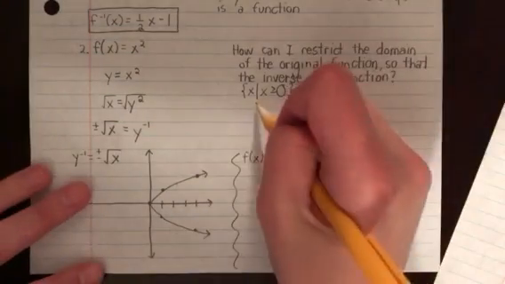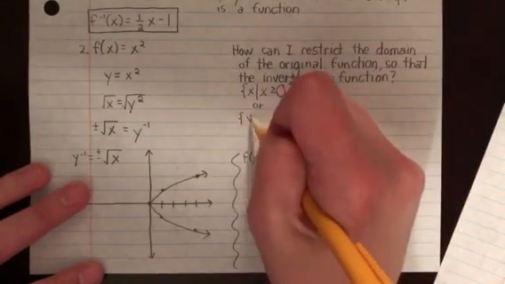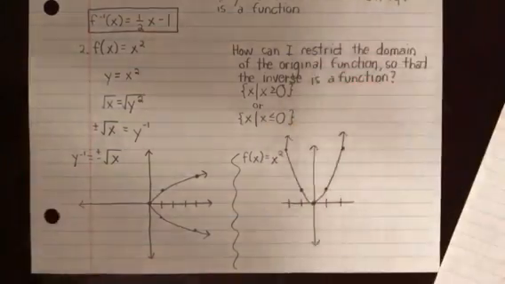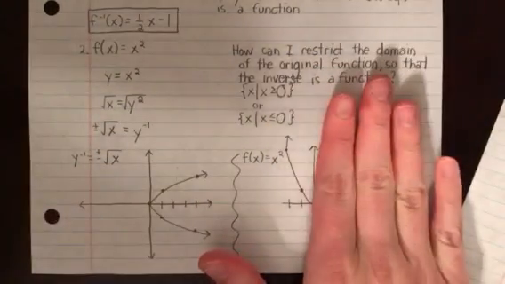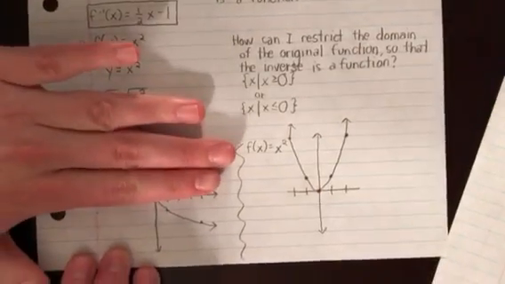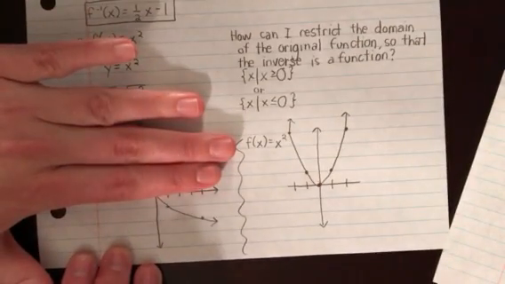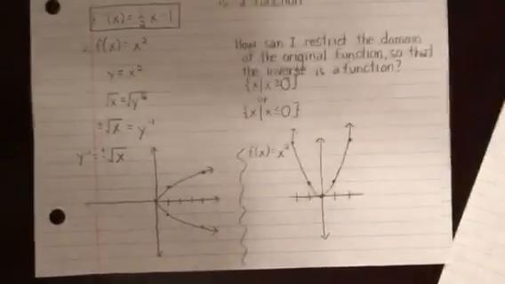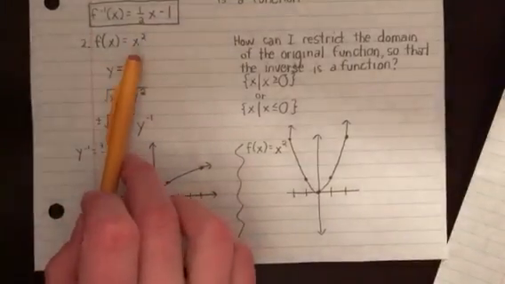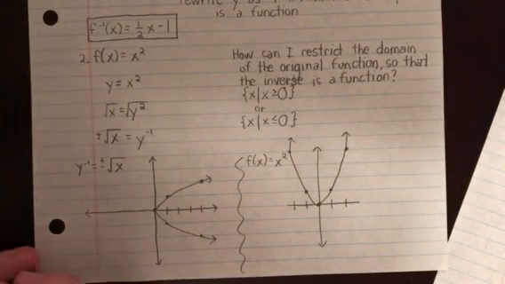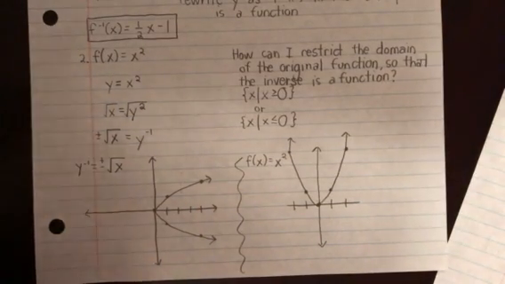Could I not also have said x such that x is less than or equal to 0? Would that have done the same thing if I only looked at the left half? Well, definitely. Then that means I'd only have the bottom half of this graph here. Okay, so when you work with taking the inverse of a quadratic, likely you're going to have to restrict the domain in order to create an inverse that is also a function.